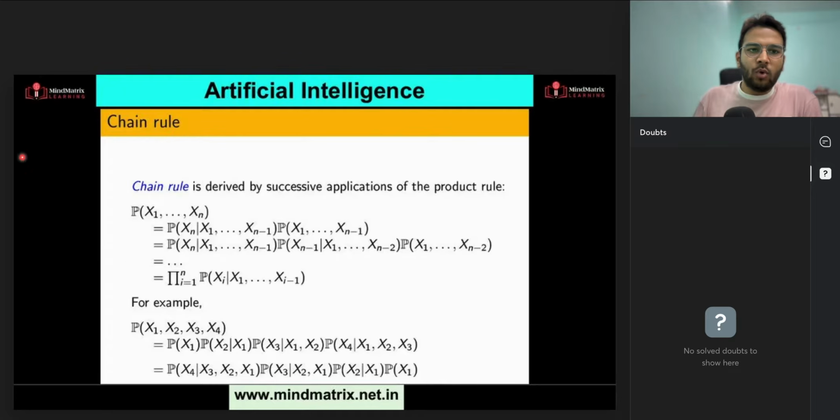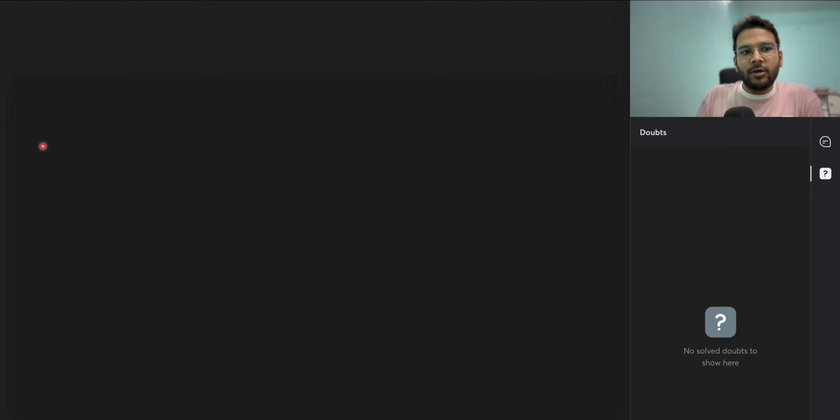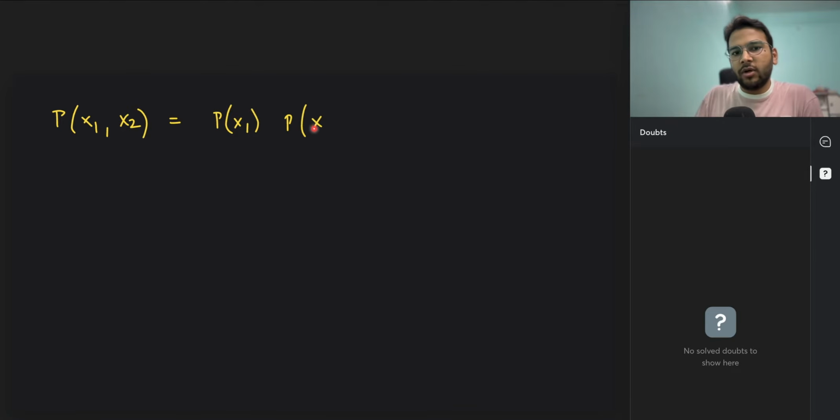And I hope you know what the chain rule is also. We are discussing a few things, and now we are going to combine all of them to understand the major problem. So what is chain rule? Chain rule is also very simple, so let me discuss that also. Let's say x1 and x2. I can simply write it like this: probability of x1 into probability of x1 given x2. Using conditional probability and the multiplication rule, we can write like this.